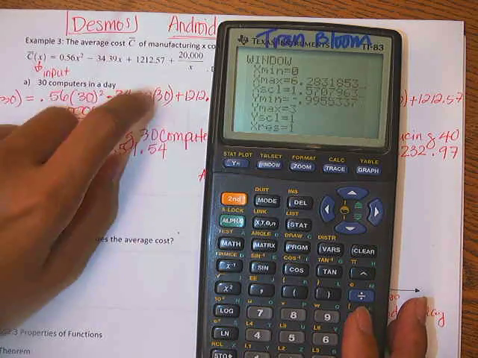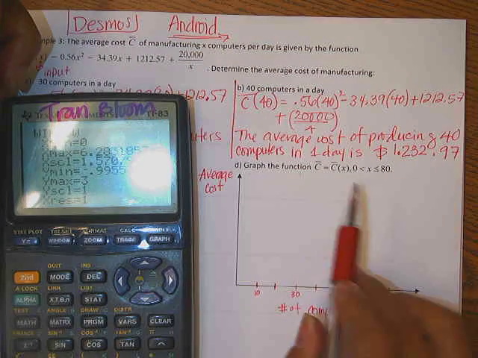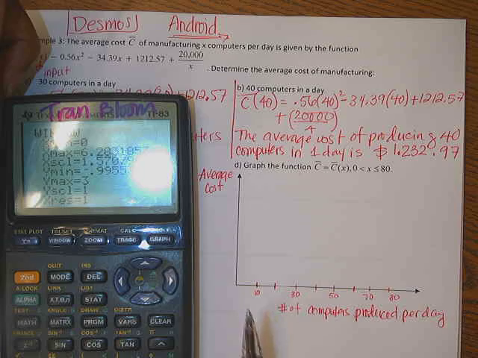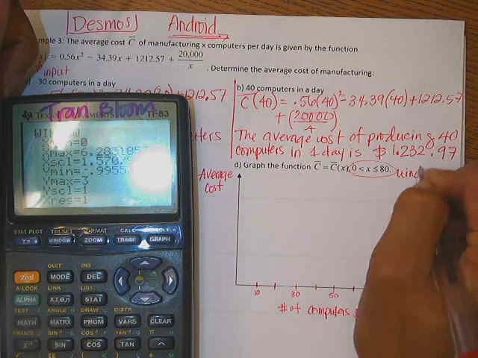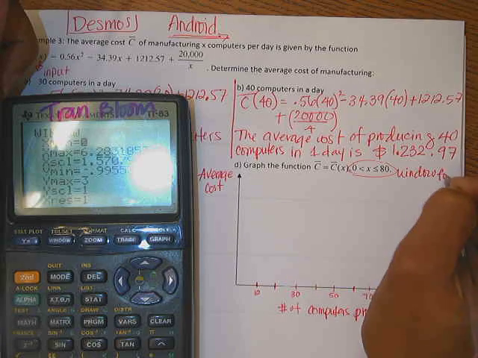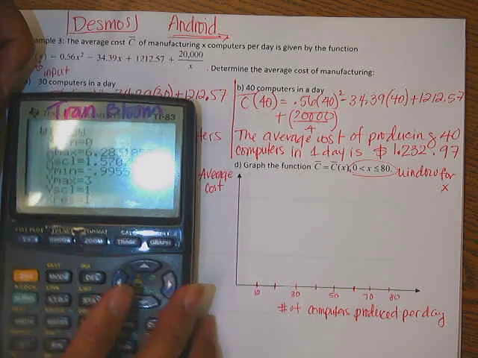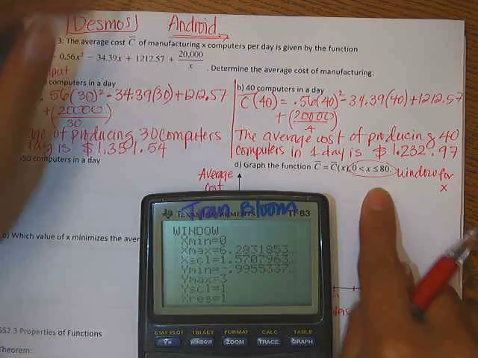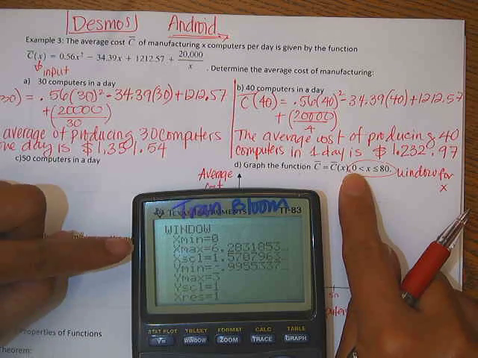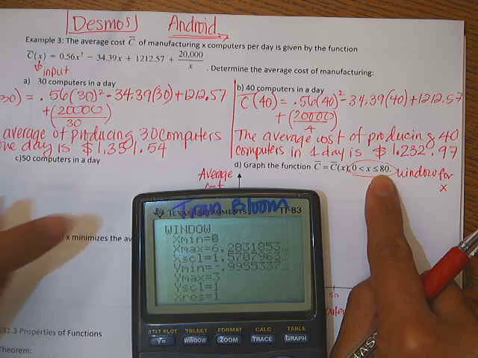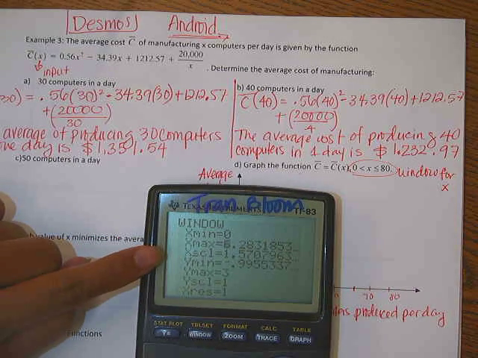Your window, x min and x max, is going to talk about your input. This is your window for x. You should have enough information to create your own window. The smallest value, which is x min, is 0. We're not going to produce negative computers, so that's why it makes sense to be 0. The most computers you're going to produce per day in this case is 80. So go down to x max is 80.